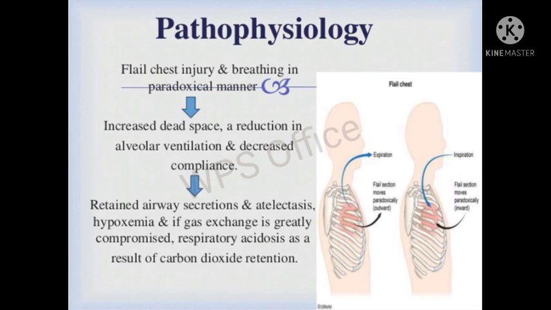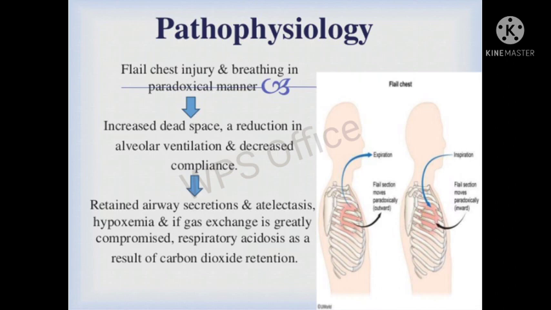Then there is increased dead space, reduction in alveolar ventilation, and decreased compliance. So in oxygenation, during inhalation and exhalation, there will be a reduction in alveolar ventilation. That means the alveoli will not be able to receive the normal amount of oxygen that a normal person would receive. So there will be retained airway secretions and atelectasis, hypoxemia, and if gas exchange is greatly compromised, then respiratory acidosis will result from carbon dioxide retention.